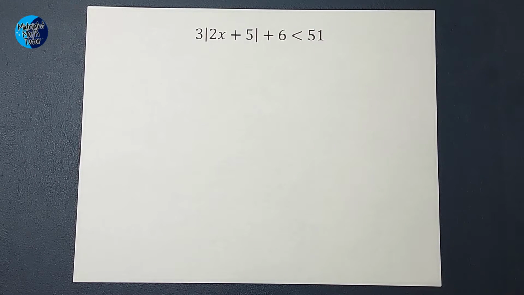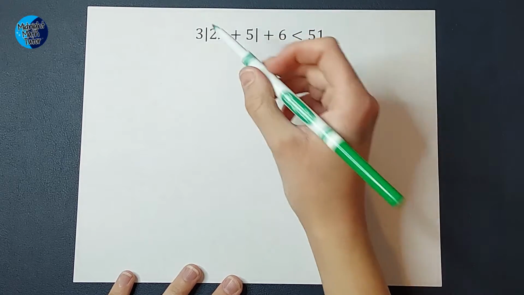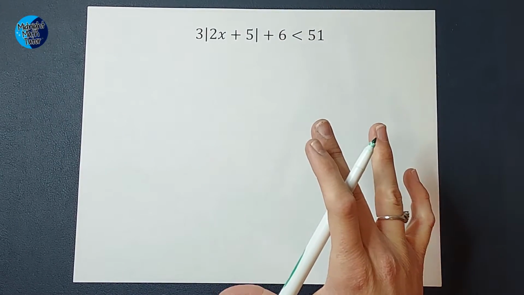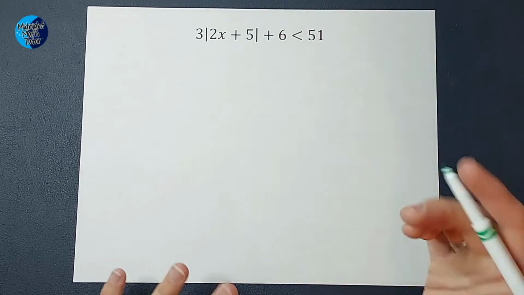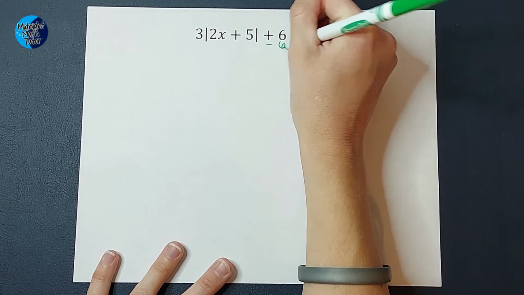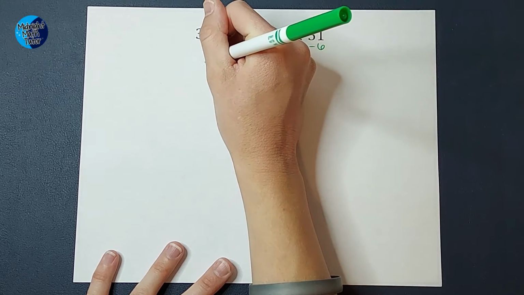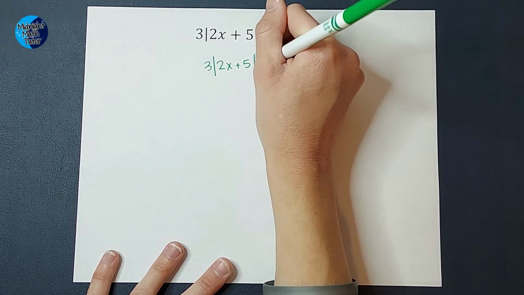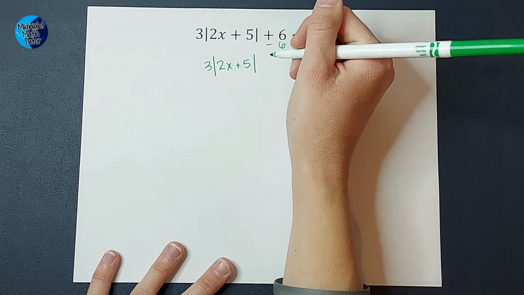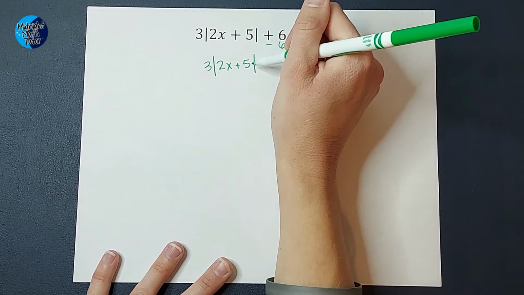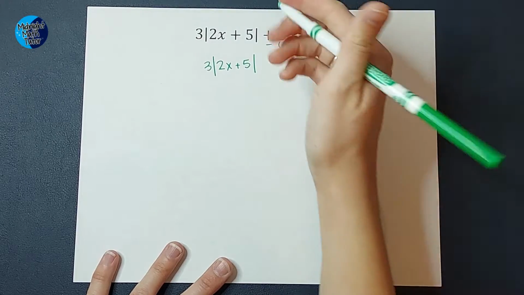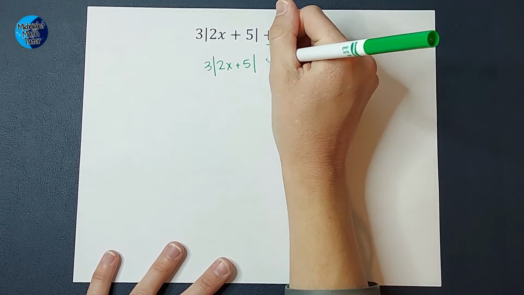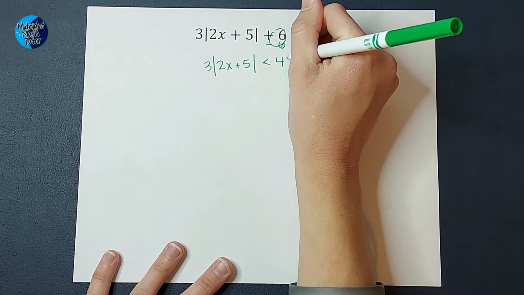My first thing I want to do when I am solving this is I want to get the absolute value bars all by themselves, okay? Meaning I don't want this plus 6 here, and I don't want that 3 there. They just kind of complicate things. So I just want to get rid of them. So I'm going to subtract 6 from both sides. So I end up with 3 times the absolute value of 2x plus 5. Guys, I always draw my absolute value bars really big, so I don't think they're ones. So that doesn't look like 312x plus 51, right? So I always draw mine really big. The 6 is gone, so we are less than 45, okay?